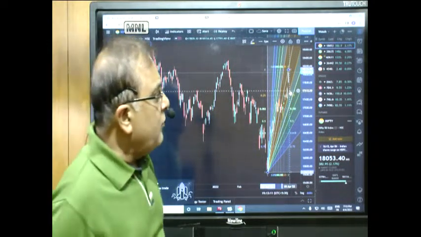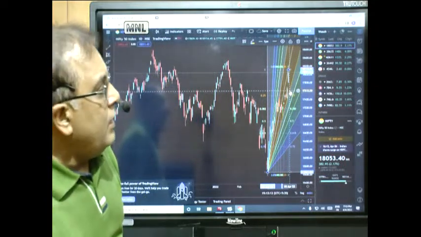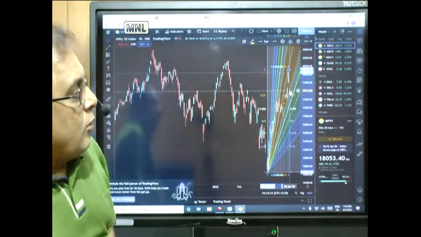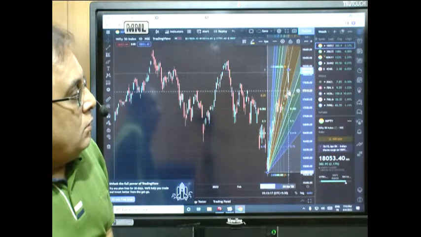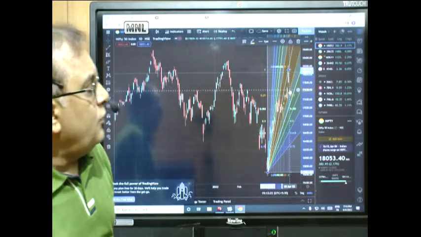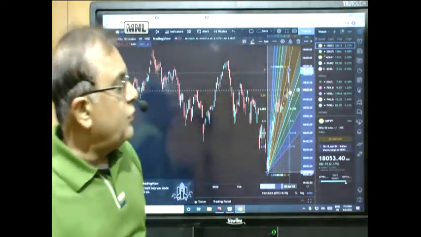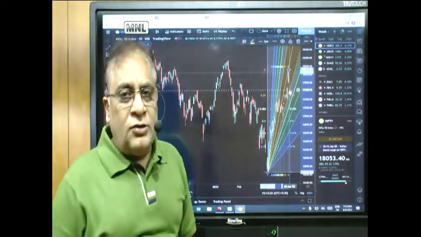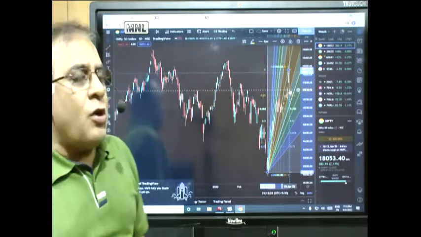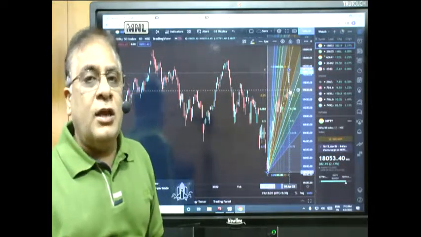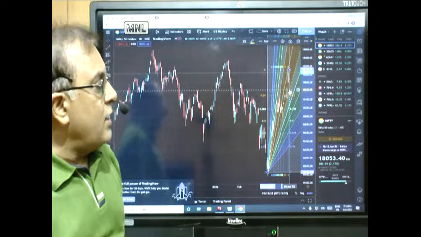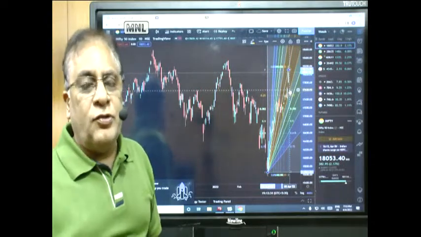The first level of Fibonacci angle is coming now at 17,612 tomorrow. Around the 17,600, 620 levels is the first level of support that will come. So the first stop loss that you need to tighten as far as the Nifty level is concerned, right now it's going at 17,620 or 630.